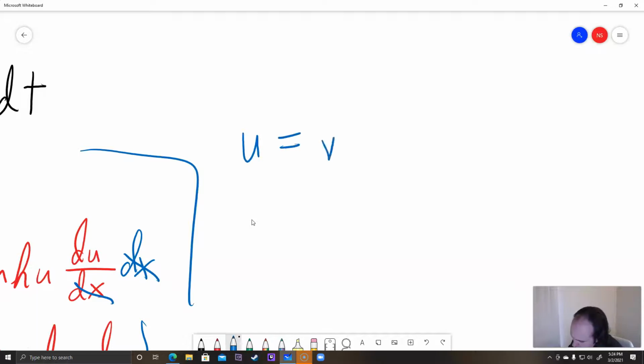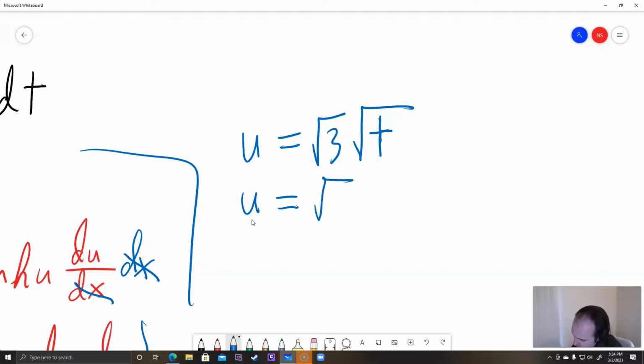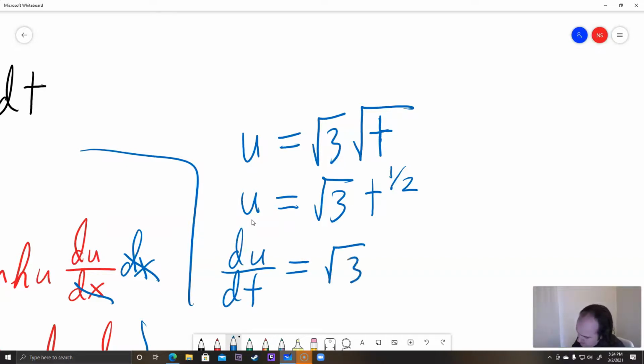Since u is actually going to equal root 3t, that's the same idea as root 3 times root t. Remember that the square root of t is the same as t to the 1/2 power. So this is the same as saying u equals root 3 times t to the 1/2 power. Then if we take the derivative of this, we're going to get du dt equals root 3 times, if I bring the 1/2 out front and decrease the exponent by 1, 1/2 times t to the negative 1/2.